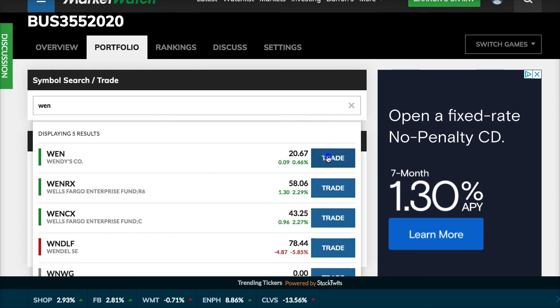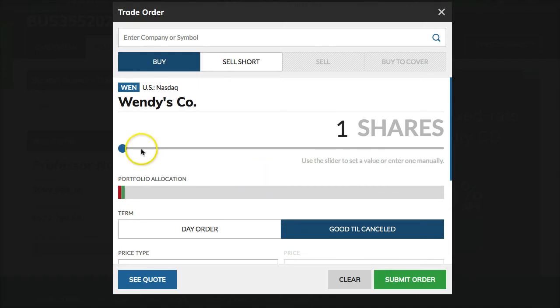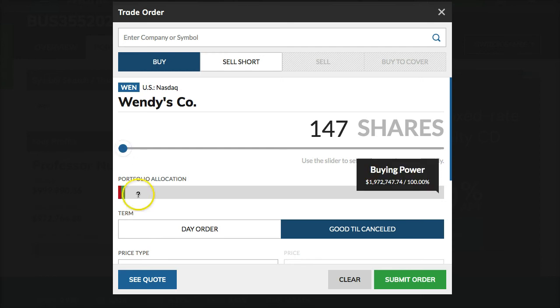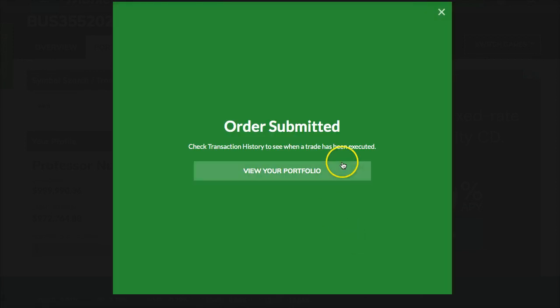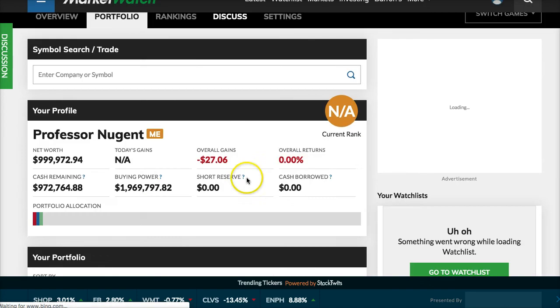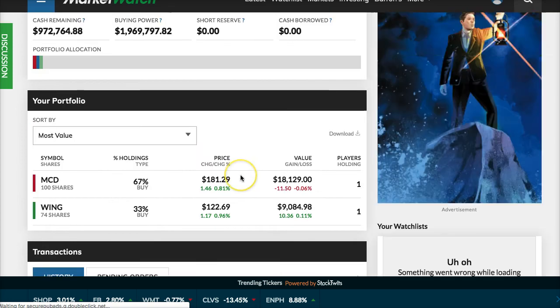I can also trade for Wendy's. Buy some shares. I can make this a good to cancel, which means the order will be open until it's full. The day order is only per day, again, chapter 3. And if I want to do a limit order, the current share price is $20.67, and I could put a limit saying I only want to buy it at 20, and I can submit the order. So that will stay as an order until it's available to be traded.